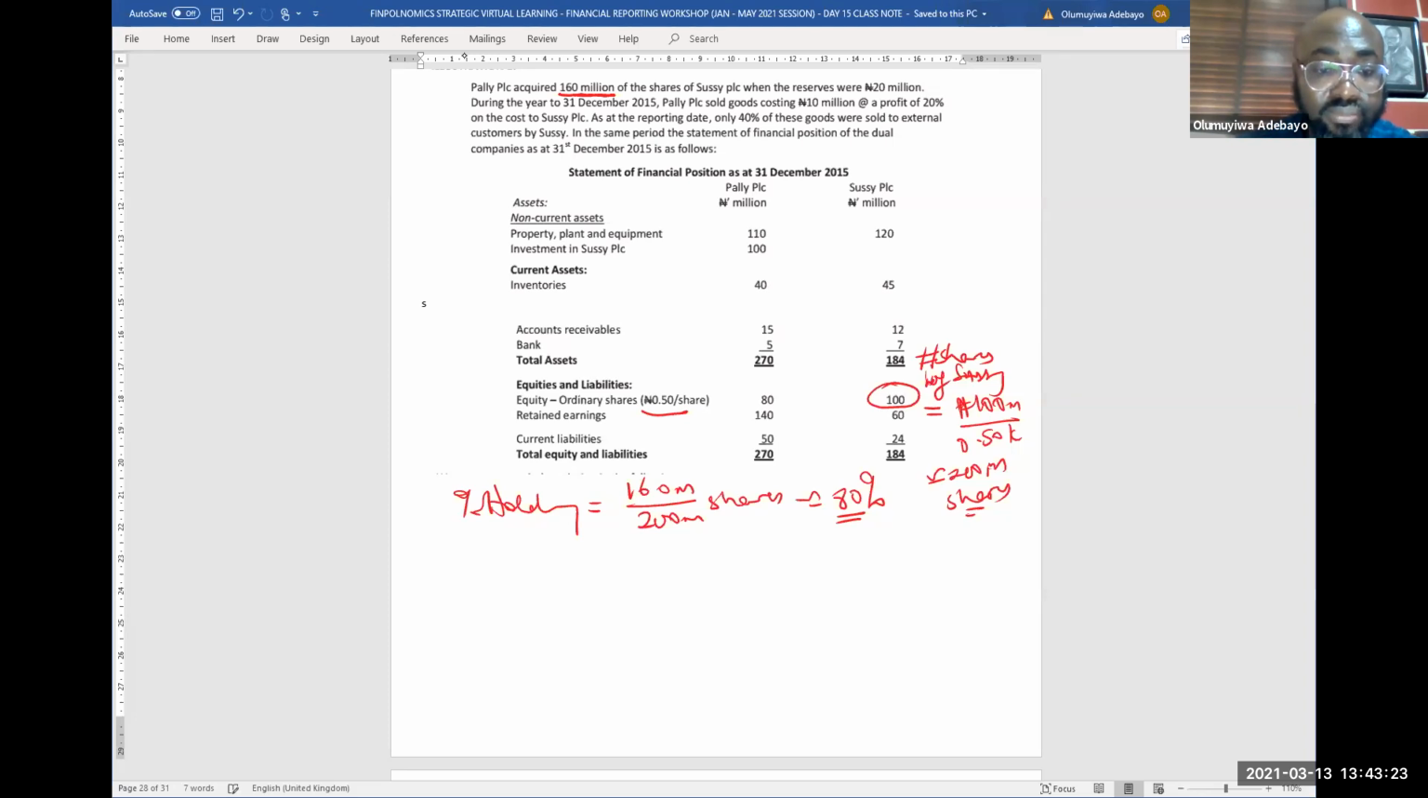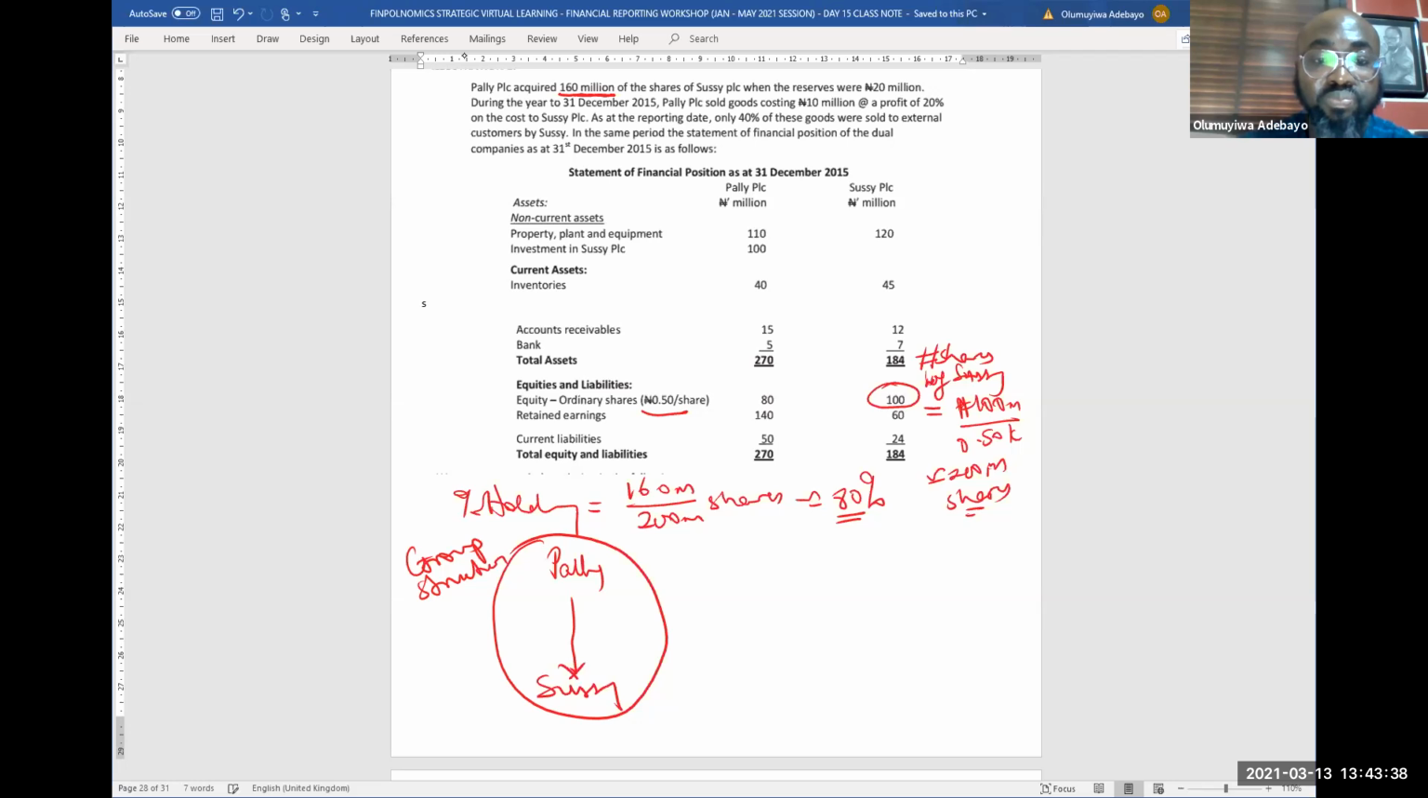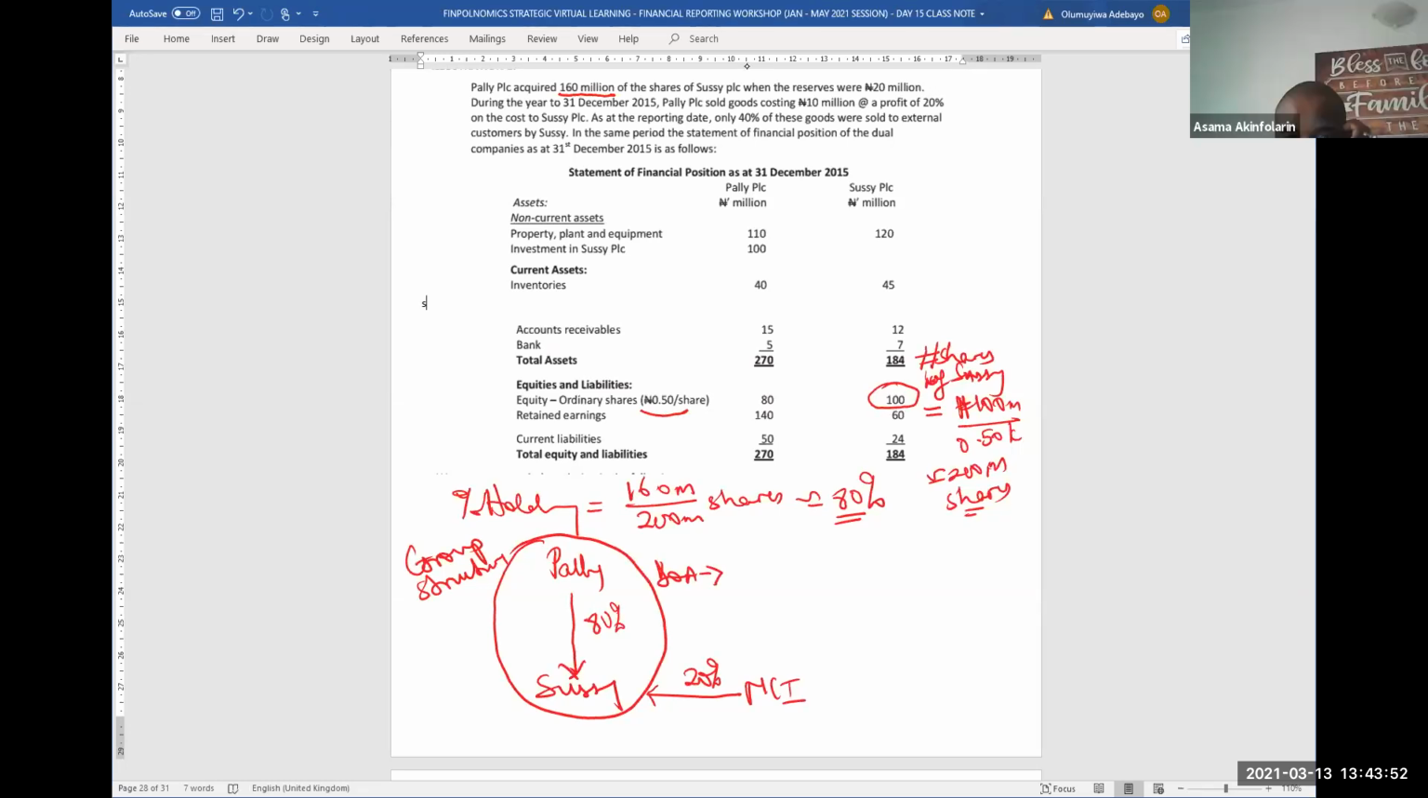Now, if that is the case, what is the group structure like? Pali and SUSI. Pali is 80%, NCI is 20%. When is the date of acquisition? We don't know. It's not 2015, it's sometime ago, but what matters is that we know the reserve as at then. Let me put it sometime ago.